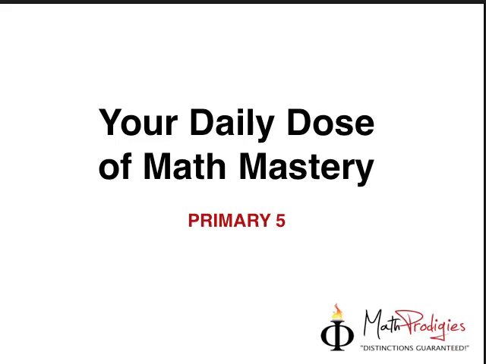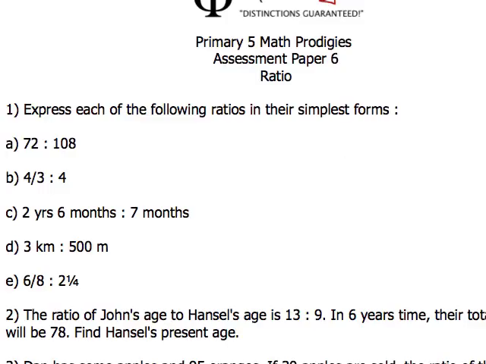And the questions are pretty similar to the kind of questions that we did in the last assessment papers. So let's take a look at the question immediately. For question number 1, it is a very simple one: expressing of ratios in the simplest form. So the first one, 72 is to 108. How do we do this?